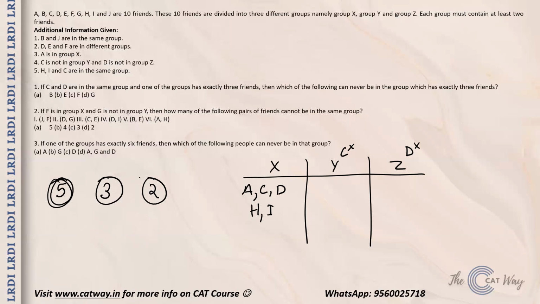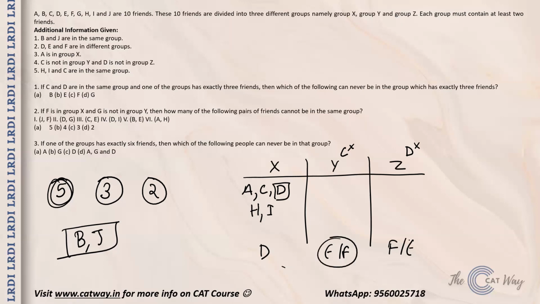What we also know is that B and J are in the same group, and D, E, and F are in 3 different groups. B and J are going to be in one group together, and D has occupied group X. Now between E and F, because all three are in different groups, D will come over here, and E and F have the possibility of going over here or over here. These are the cases that we have.